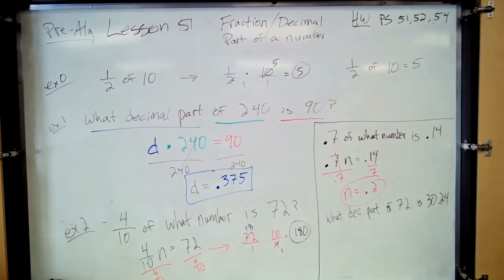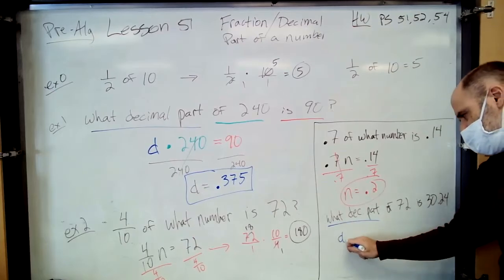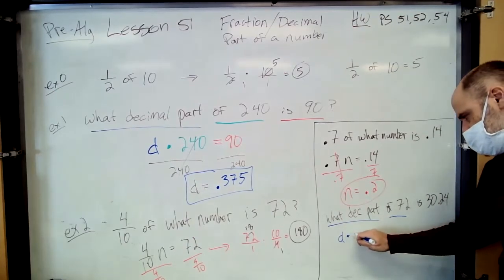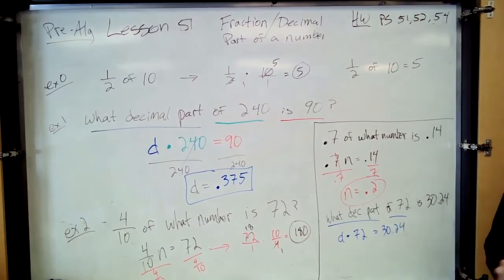All right. So how do you say what decimal part? The D, and then times 72 equals 30.24. Now, how do you get D by itself?